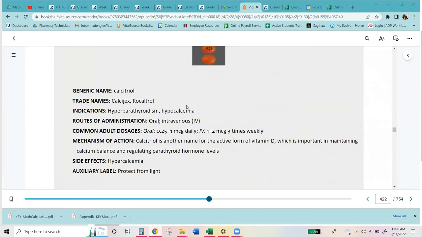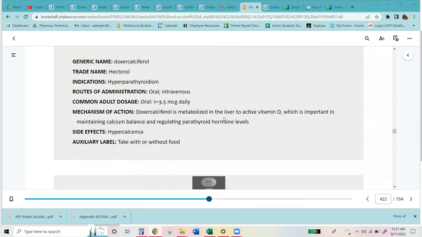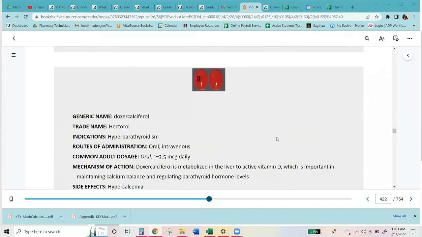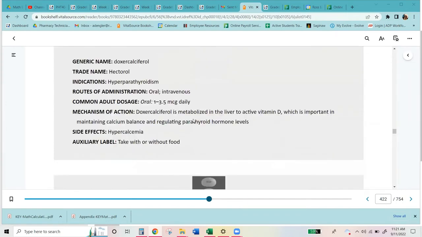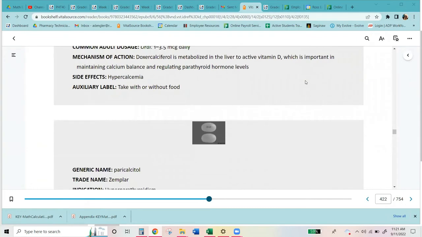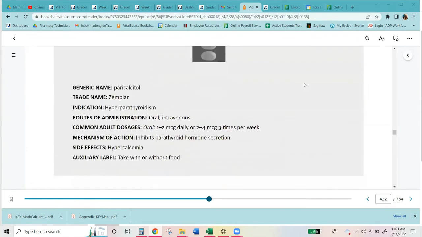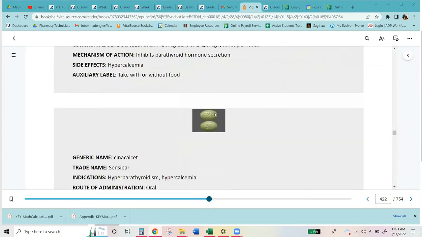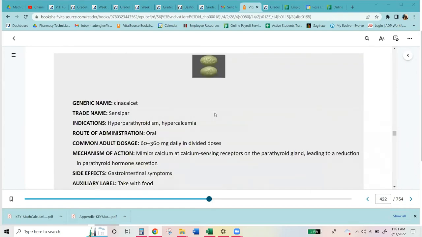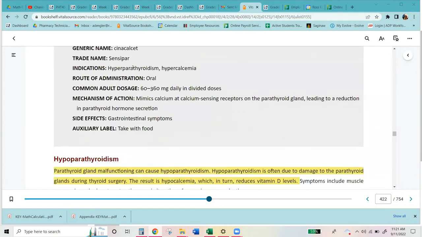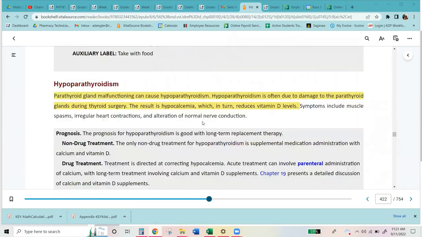So medications, we have Rocaltrol, which is calcitriol, pretty common in the retail setting, and then we also have an intravenous form. The medication Hectorol is also prescribed for this, available as oral and intravenous. Zemplar, available as oral and intravenous. Sensipar, which is just available as an oral tablet.